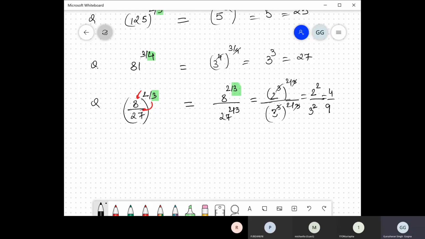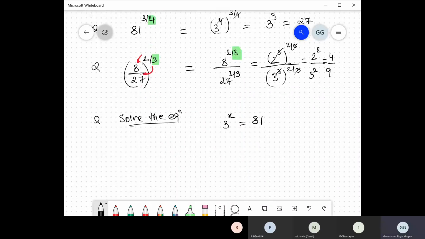Now let us move on to the next type of question, where they will ask you to solve the equation. So for example, 3 to the power x is equal to 81. Solve the equation means you need to find the value of x. So you have some unknown variable there. You need to find out the value of x. So what is the value of x?